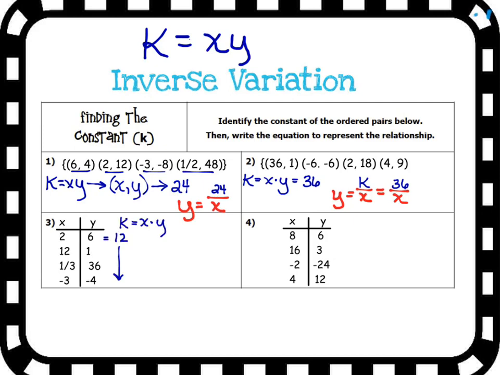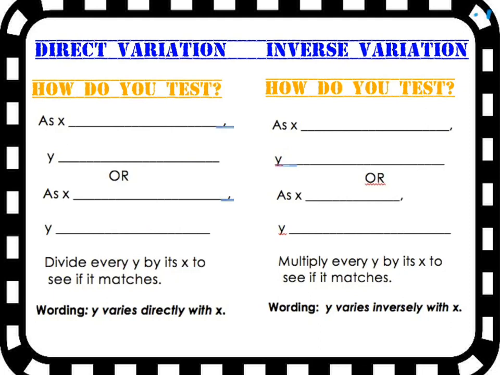Okay, in the next one, we get 12, so it's y equals 12 over x. In the next one, we get 48, so it's y equals 48 over x. All right, let's move on to the next set.